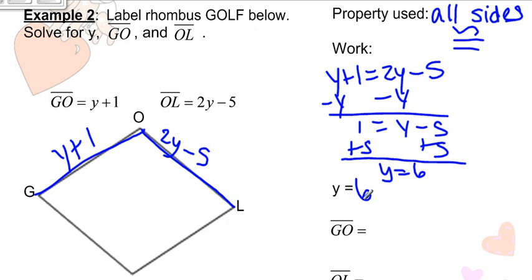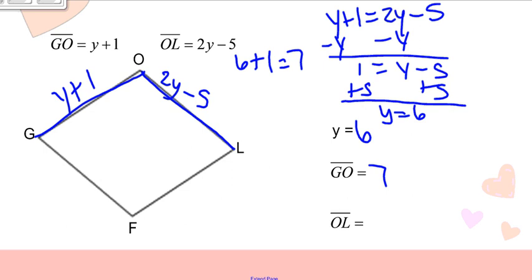And now we have our value, so we're just going to plug it back in. So we get 6 plus 1, which is 7 for GO. And then again, OL should also equal 7. But if you want to double check, just plug it back in. So 2 times 6 minus 5. We have 12 minus 5, which also gives us 7. Again, if you have questions, please ask. Feel free to pause the video here and go back and take your time and solve it and see if you can get it without me walking through the steps with you.